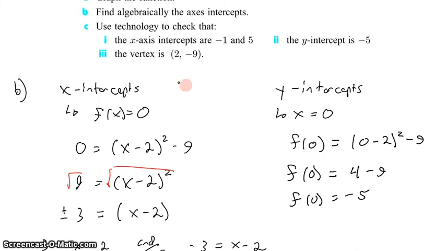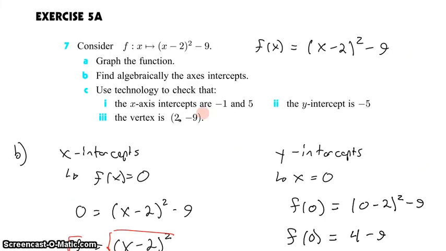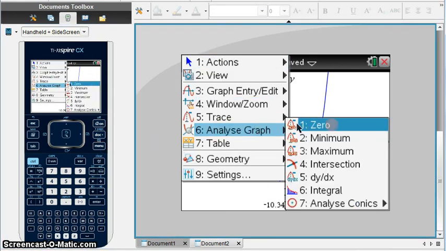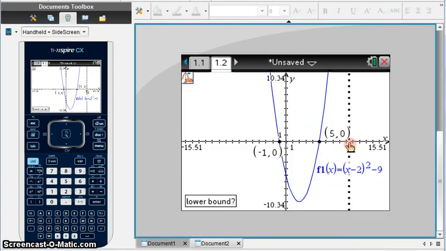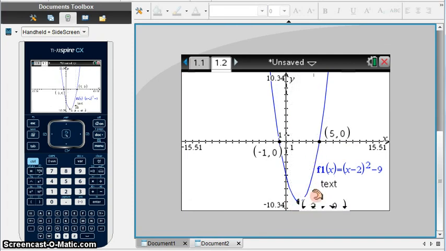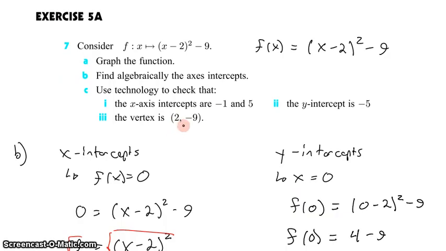Lastly, we want to use the technology to check that the vertex is at 2, -9. So one more thing we want to do is get this minimum. So menu, analyze graph, get the minimum, lower bound below it, upper bound above. And we get that the vertex is at 2, -9, just as predicted.